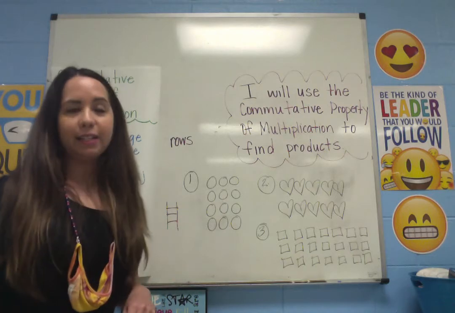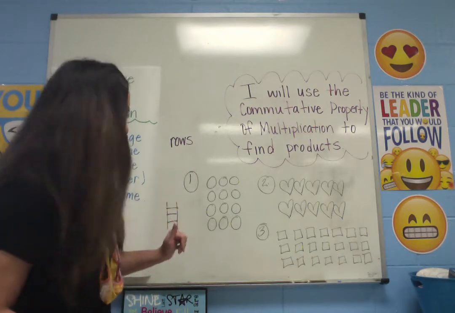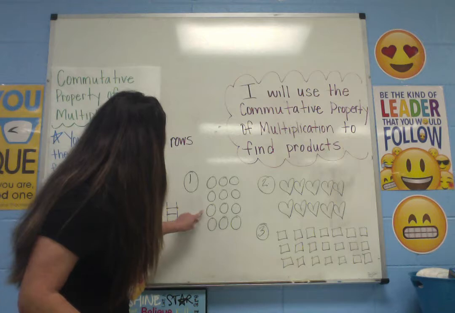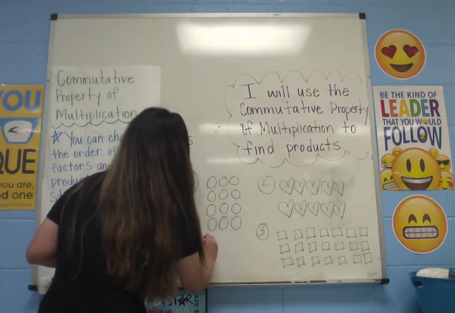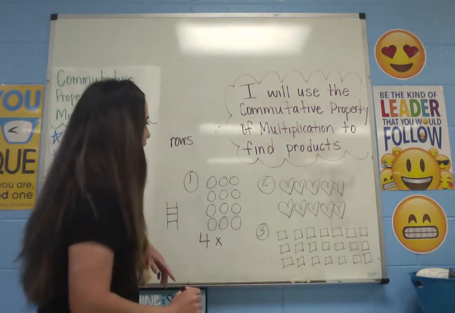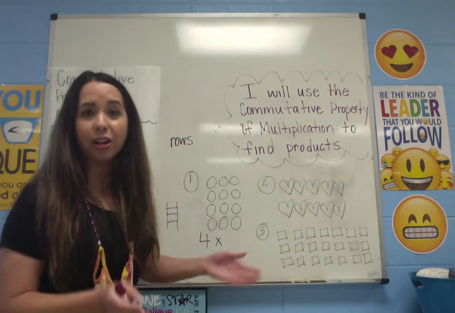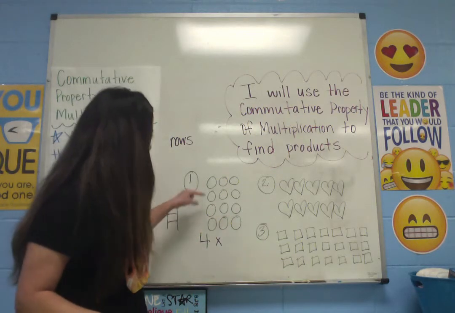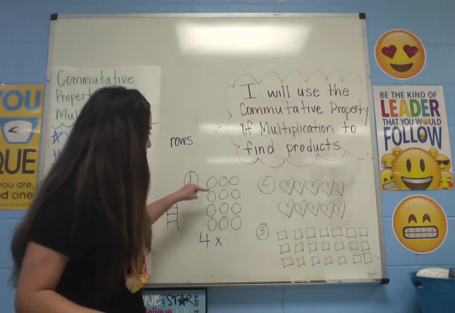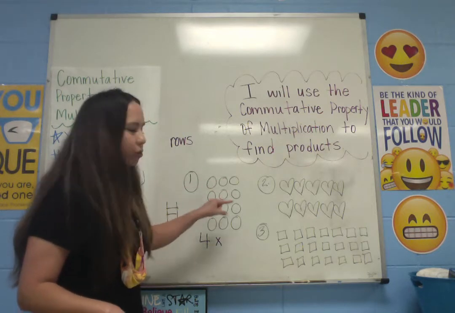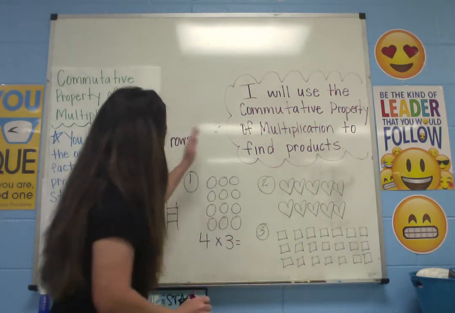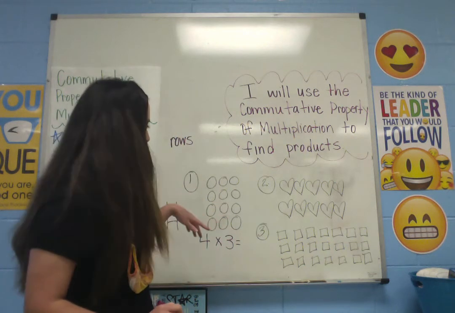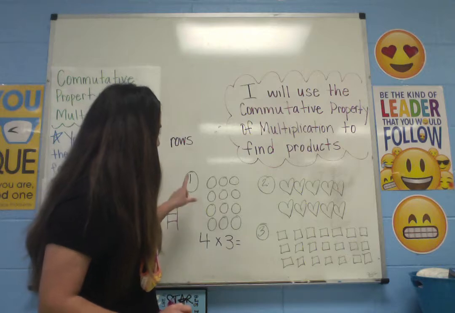So to count the number of rows, I like to do this. I go 1, 2, 3, 4. So there are 4 rows. How many circles are in each row? Well, let me see. There's 1, 2, 3 in each row. So this is 4 times 3. And if I count the total number, you could even skip count, I get 12.